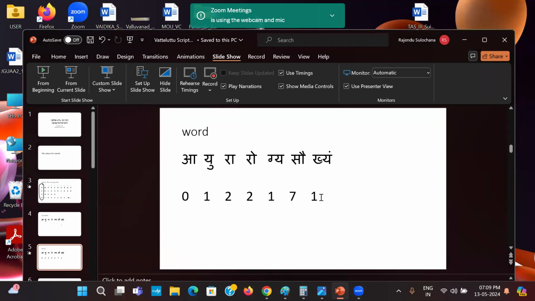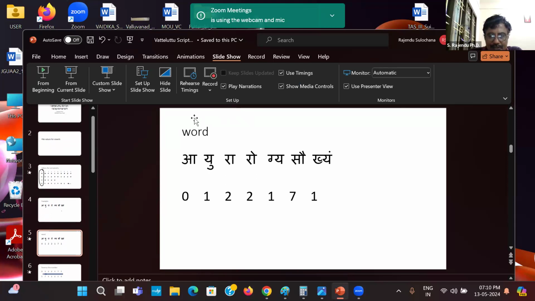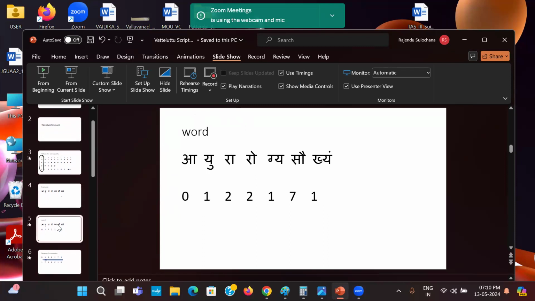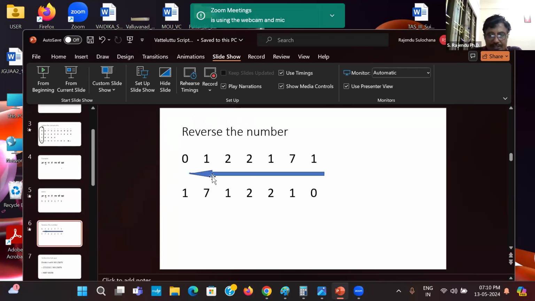Yes, sir. Then in the next step, you can write along with that. This is step number 1. First, you write Ayurarogya Saukyam. Then you take the corresponding values. Is there any doubt in the first step? No, sir. Okay. Then reverse the value. That is 0122171. You can reverse it as 1712210. Simply reverse the value.